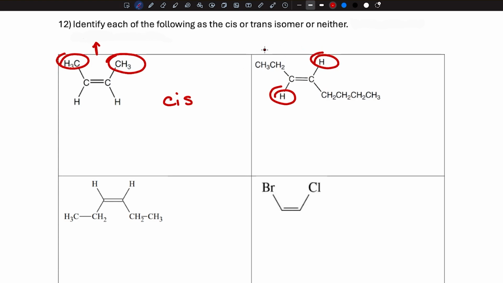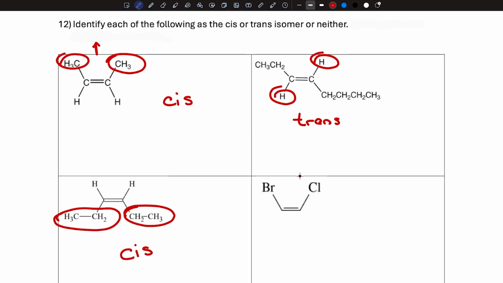In the next problem, I actually see two groups right over here that I can compare, these hydrogens and hydrogens. It actually doesn't matter that these carbons are not identical. All we need is one group that we can compare. And since they're facing opposite sides, we can call this the trans isomer. In the next problem, realize that we have these two groups that we can compare that are exactly identical. And so since they're facing the same side, we can identify this as the cis isomer.